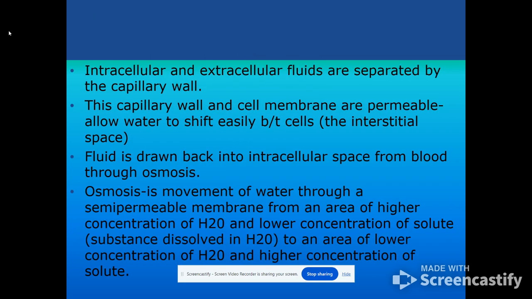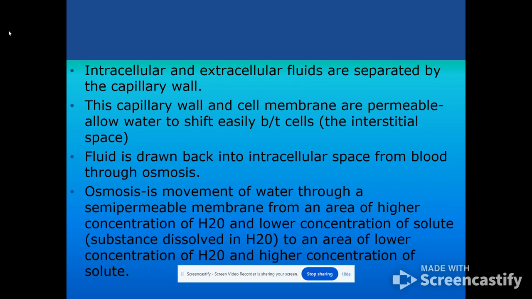Intracellular and extracellular fluids are separated by a capillary wall. This wall and the cell membrane are permeable, kind of like a sponge with holes, which allows water through. It allows the fluid shift to easily occur between the cells and the interstitial space. Fluid can be drawn back from the intracellular space from blood through osmosis. And just reverting back to A&P and the biology you had at one point, osmosis is the movement of water through a semipermeable membrane from an area of higher to an area of lower concentration.